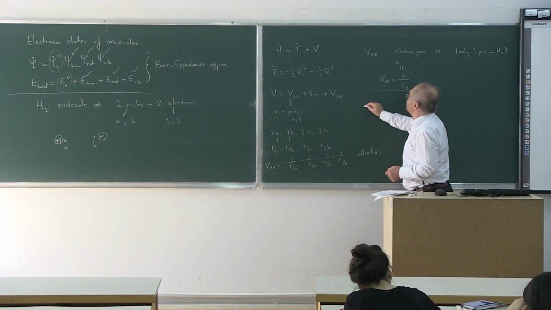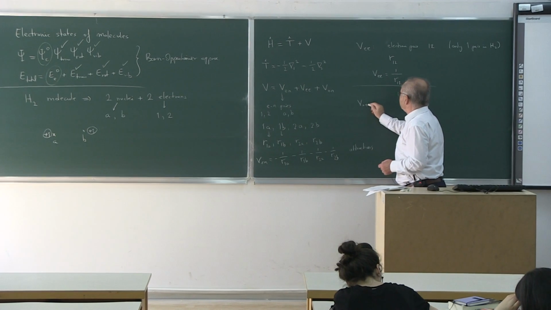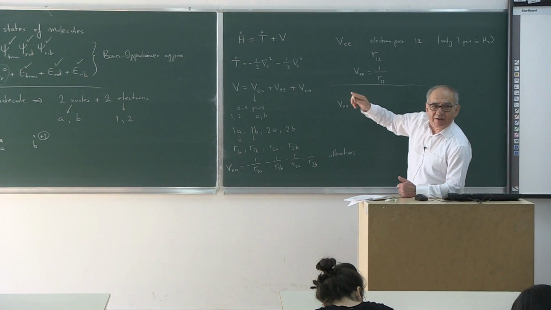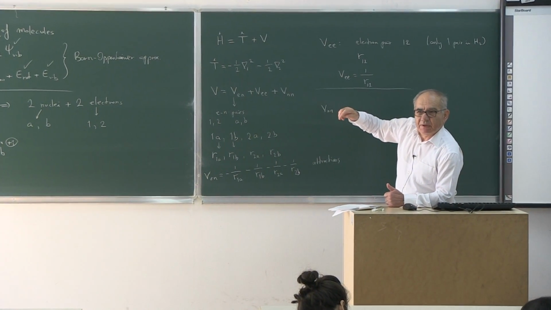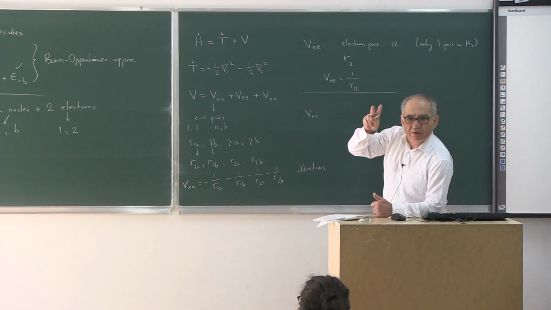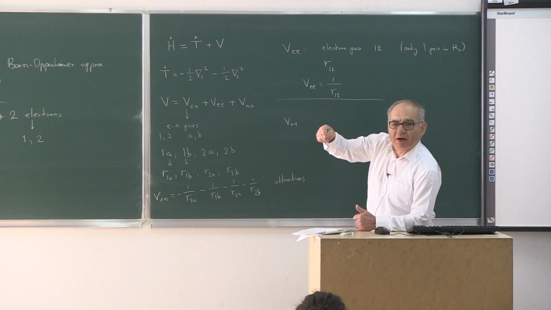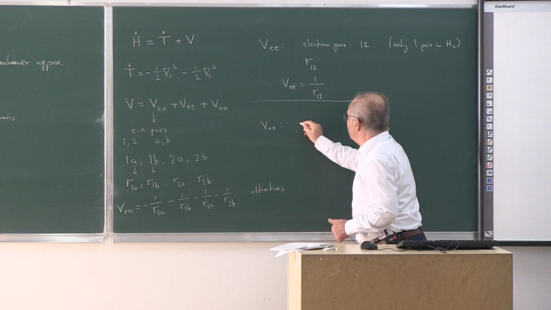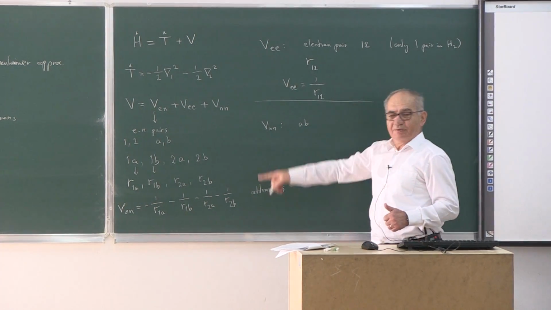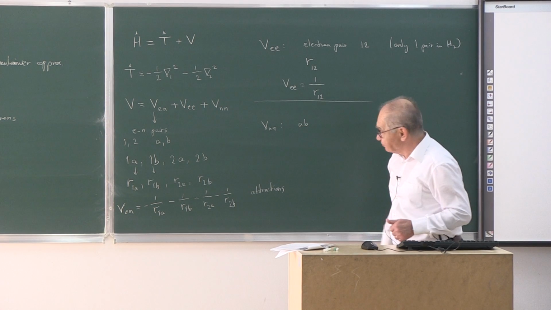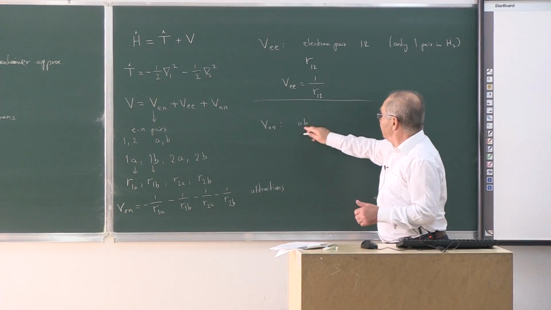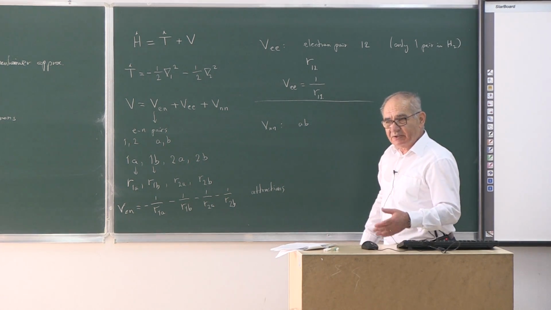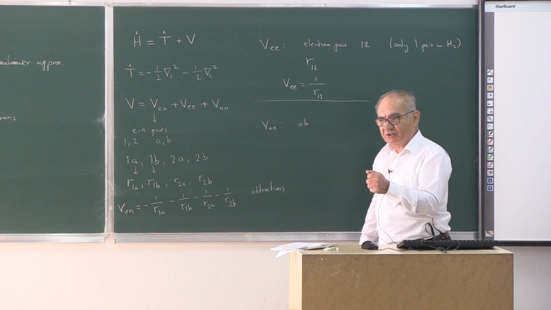Finally, the last term, this is nucleus-nucleus pairs. We have how many nuclei here? 2. Therefore, how many pairs of nuclei? Just 1. The pair is AB, according to our notation. Now, the contribution of this term to the total potential energy is again charge 1 times charge 2 divided by distance.